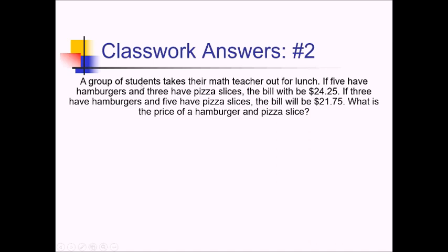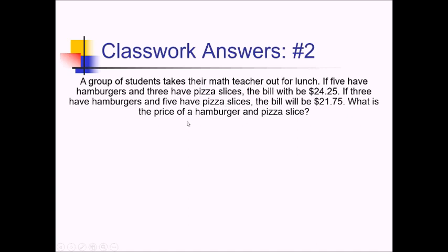If 5 have hamburgers and 3 have pizza slices, the bill is going to be $24.25. If 3 have hamburgers and 5 have pizza slices, pretty much the reverse of our first situation, then the bill is $21.75. We want to know the price of a hamburger and a pizza slice because, I mean, you can't just look it up on the menu, right? So let's do a little math to find those prices.